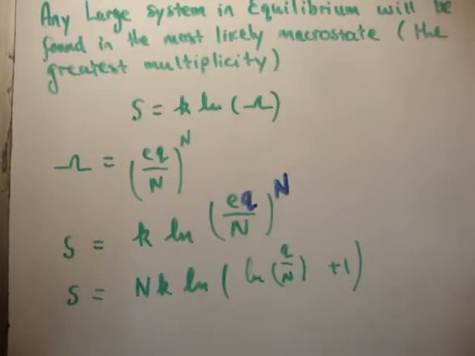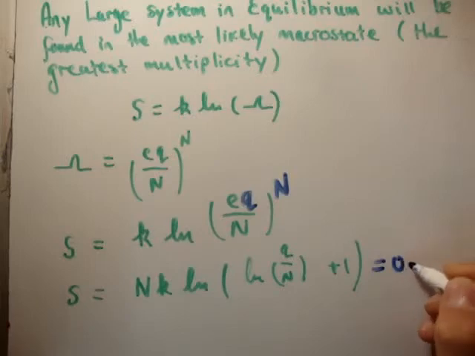Alright, but just a matter of interest, let's plug in some figures. Say the total number of particles here is 10 to the 22 and q is 10 to the 24. That gives us 0.7 joules per Kelvin.